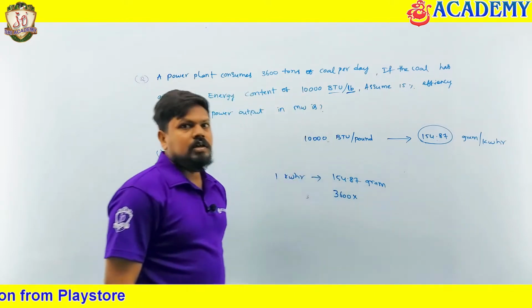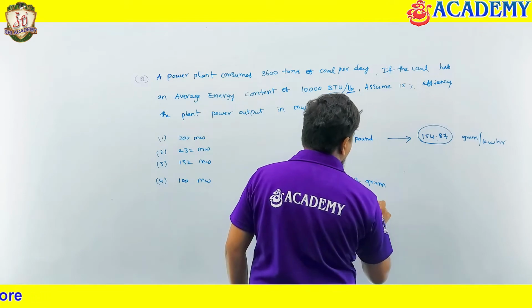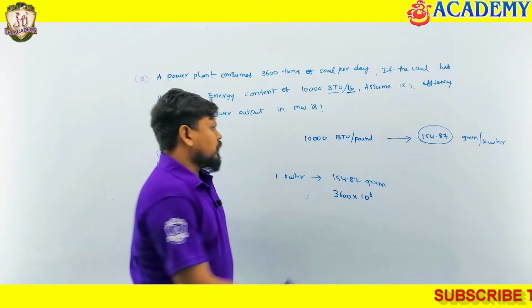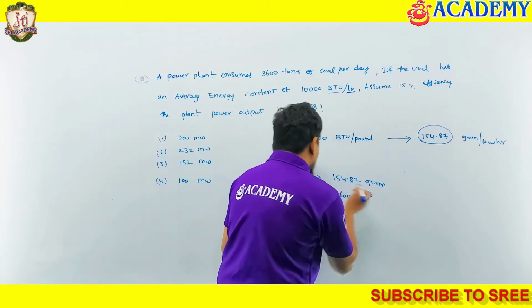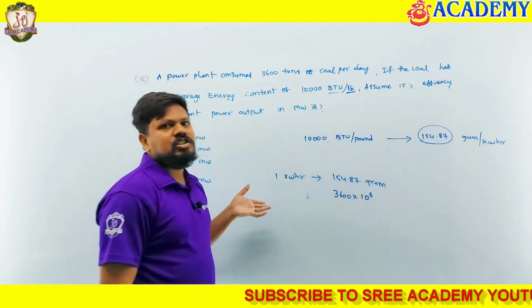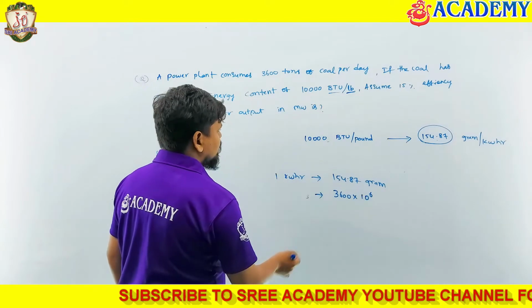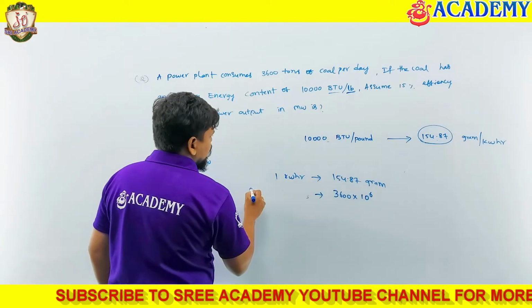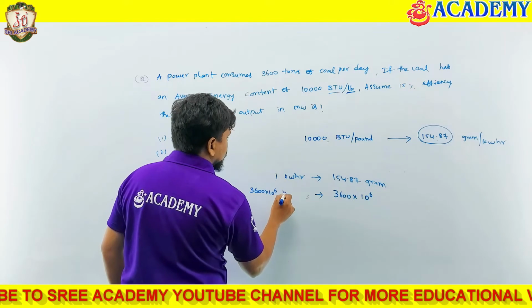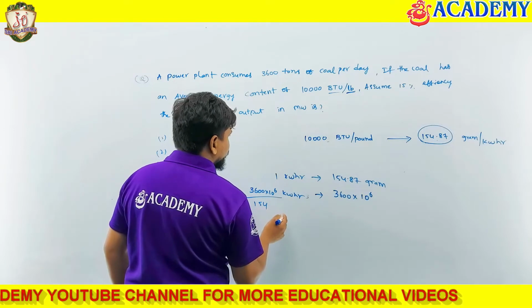It is in tons, and tons means 10 power 6 grams. So I will use 10 power 6. This much coal is there. For every 154.87 grams we get 1 kilowatt hour. So how much energy you will get means we have to directly take: if you burn 3600 into 10 power 6, you will get that divided by 154.